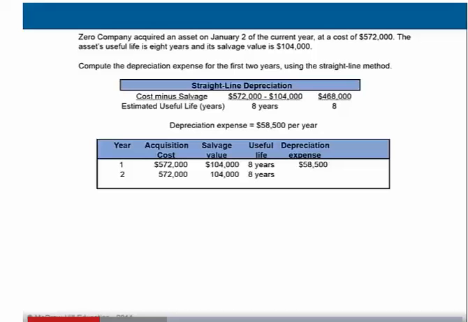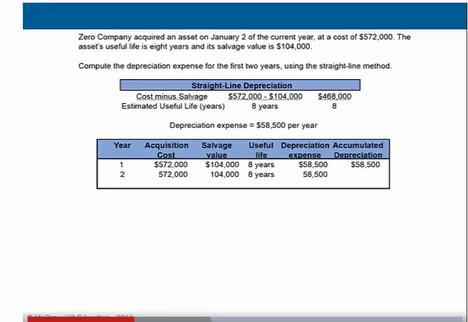The journal entry is a debit to depreciation expense and a credit to accumulated depreciation. The balance in accumulated depreciation at the end of year 1 is equal to $58,500. In year 2, the journal entry again debits depreciation expense, $58,500, and credits accumulated depreciation.